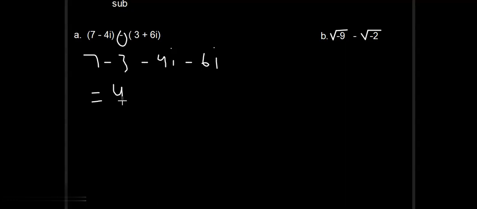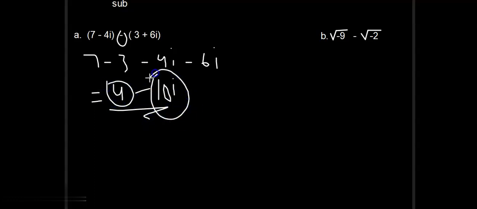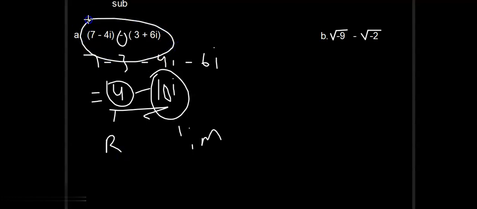7 minus 3 will be 4, and then negative 4i minus 6i will be what? Since we got two negatives, we're gonna add them, so it will be negative 10. So negative 4 and negative 6 is negative 10, so negative 10i. And this will be my last answer, and this one is my real part, and this one is my imaginary part. So this is how you deal with the type of question that is in this form.